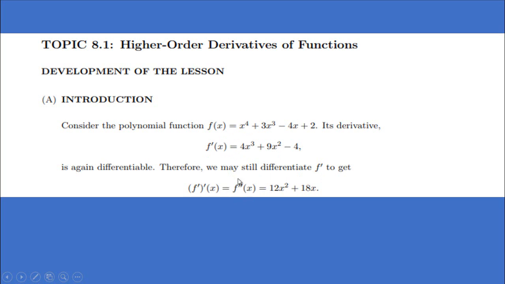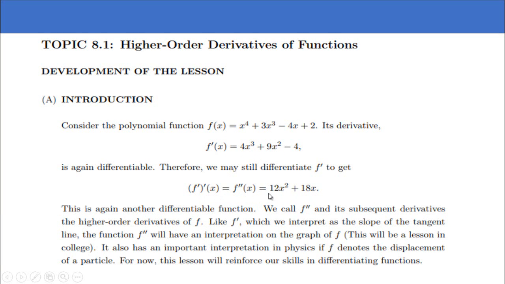Pwedeng ito ang pagkasulat, which is equivalent to 3 times 4x squared, that is 12x squared, plus 9 times 2x, and that is 18x. And still we can differentiate another one. So we call f double prime and its subsequent derivatives the higher order derivatives of f.